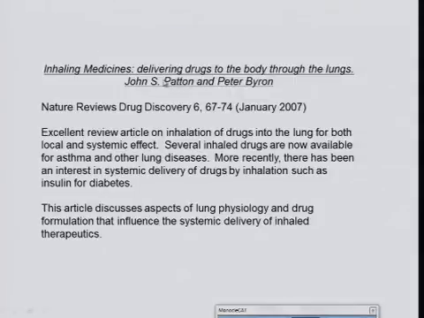And here's just an example of an article that talks about some of the different drugs that are now available as delivery through the lungs. And it also talks about some of the possibilities of inhalation therapy for such things as delivering insulin for diabetes.